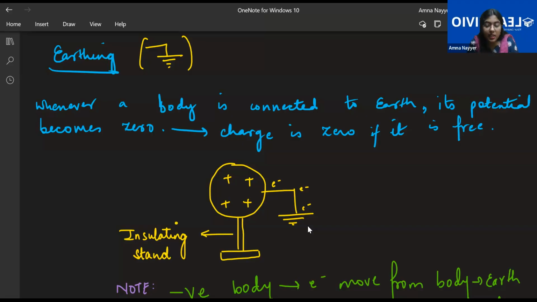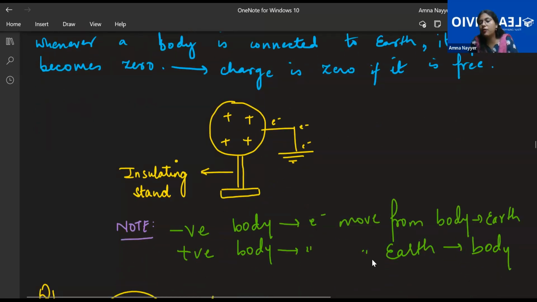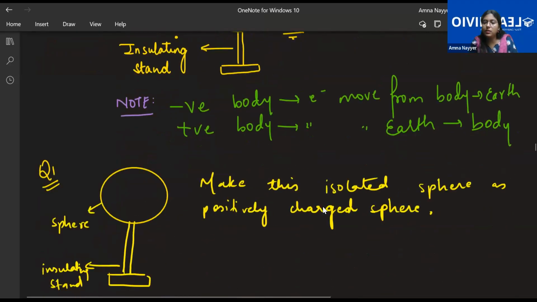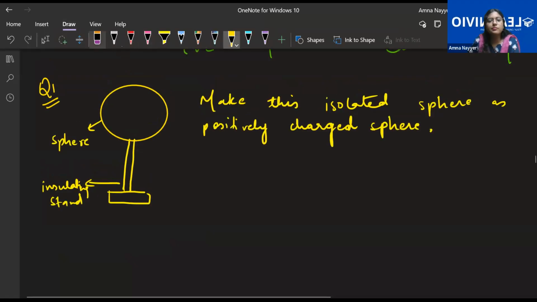If the body is positively charged and you connect it with the surface of the Earth, some extra electrons from the Earth can also travel to the body. From the positive body, electrons move from Earth to body. Important is this negative one: electrons move from the body to the Earth. Like there's a question. Make this sphere positively charged. This is a question from your NCERT. Now class, look.